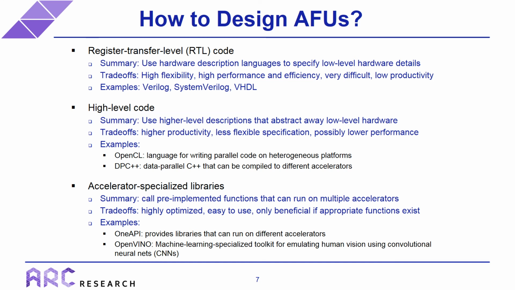Another example would be OpenVINO. This is a machine learning specialized toolkit for emulating human vision using convolutional neural nets. It basically provides highly optimized CNNs for different types of accelerators, and then gives you a toolkit for integrating those into human vision type applications.